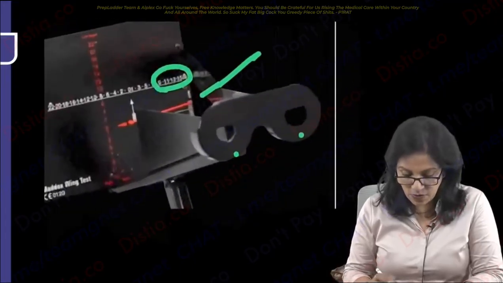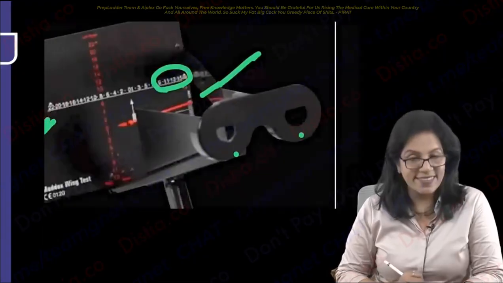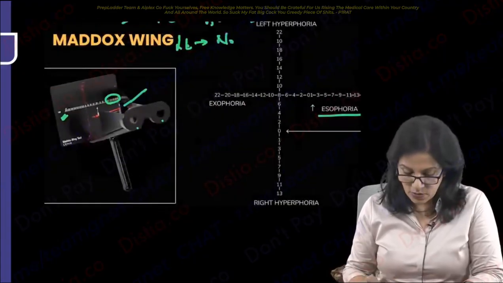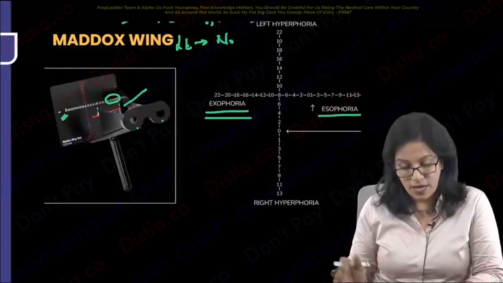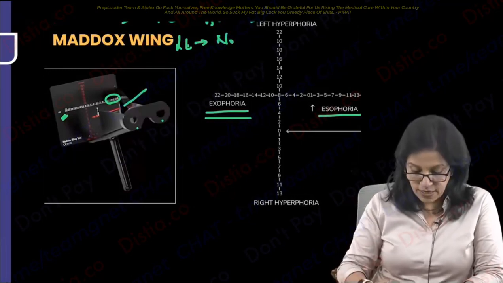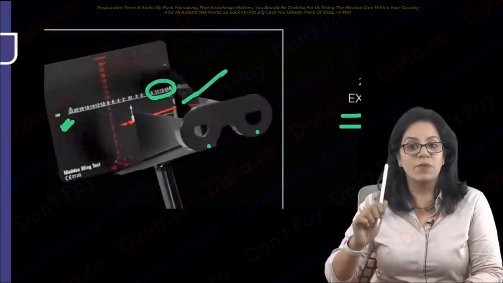If this white arrow is commenting somewhere here, it means it is crossed. So any numbers commented here means it is exo. Easy? Now we talk about vertical. Vertical squint has crossed diplopia, I have told you.